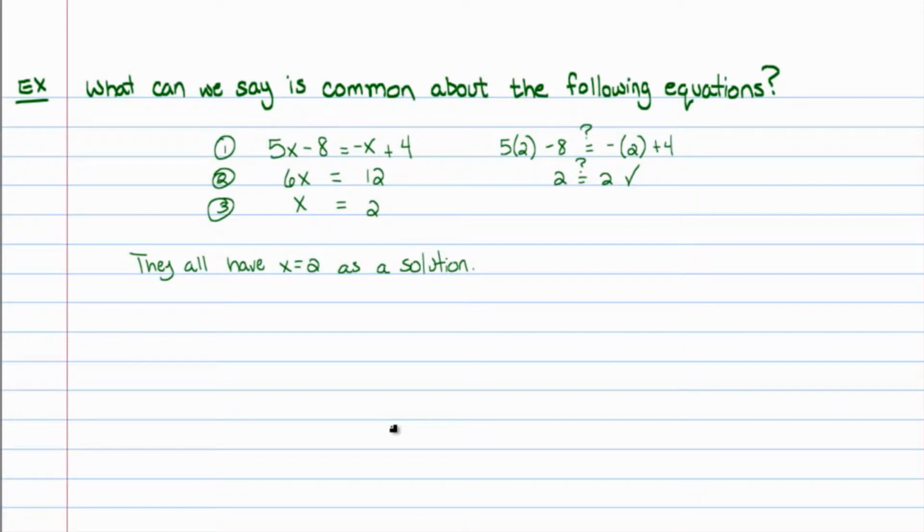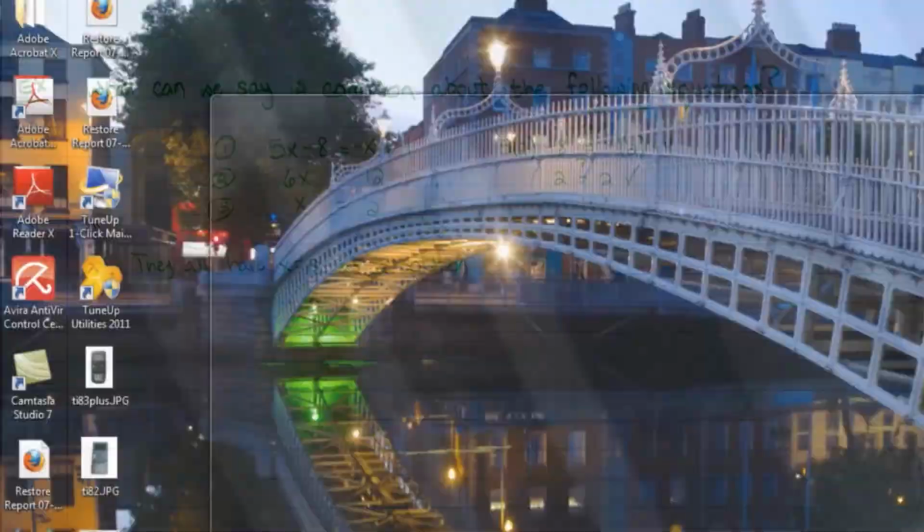But anyway, back to this. They all have x equals 2 as a solution. Well, if they all have the same solution, we could say that they're kind of from the same family. They have the same set of genes or DNA, I suppose, because they all have the same solutions. So let's go ahead and define what that means.